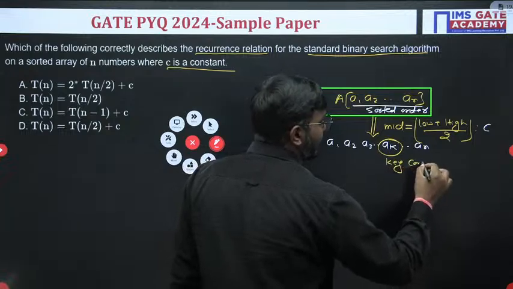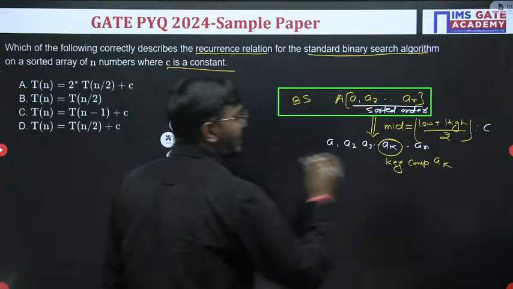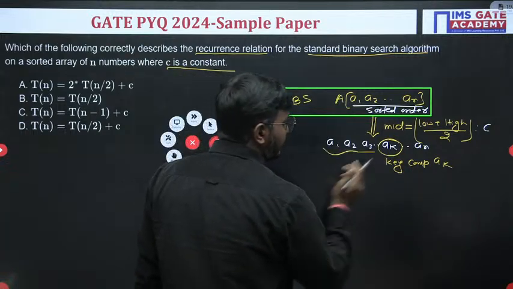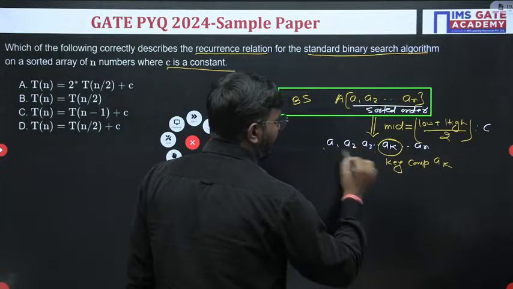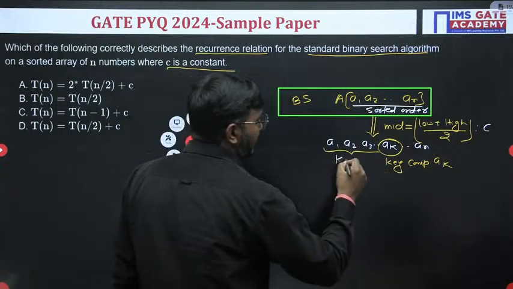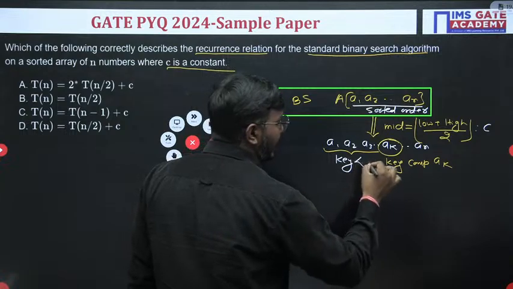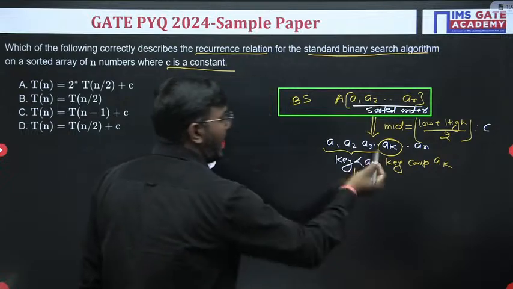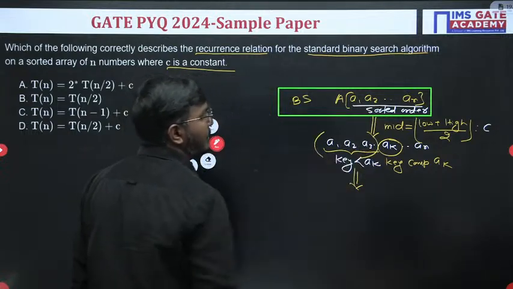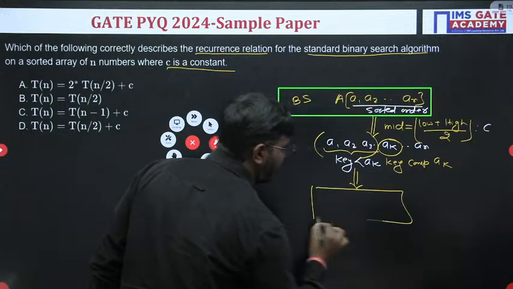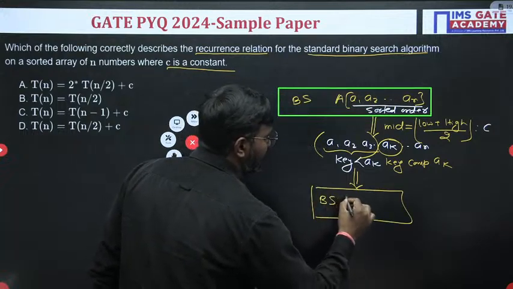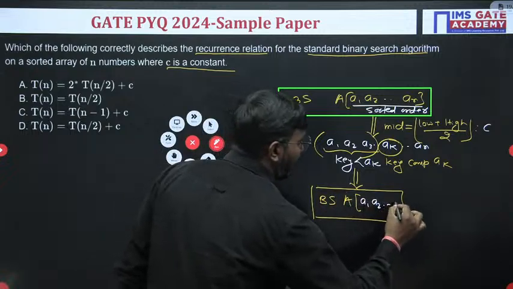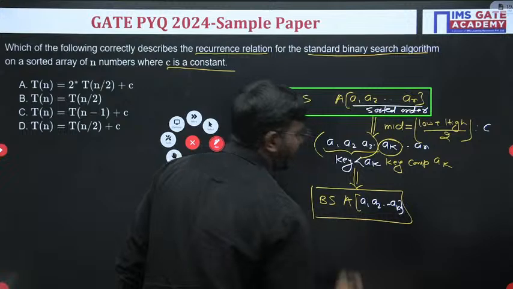This will be compared with A[k]. So based on the comparison, if the key is less than A[k], then definitely I will proceed with the left-hand side, meaning the left subproblem. Now our problem will change: binary search, and the array size will reduce to A1, A2 up to A[k-1].